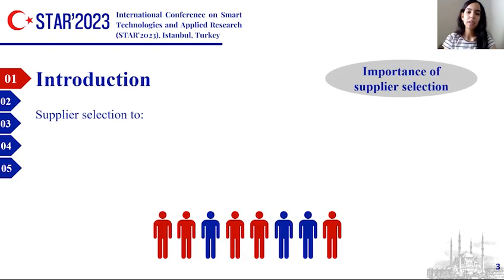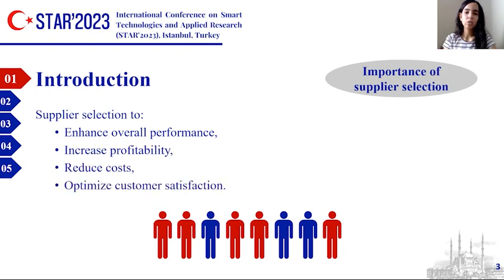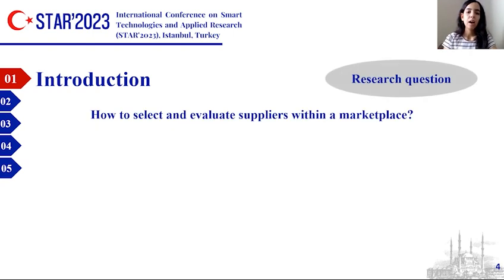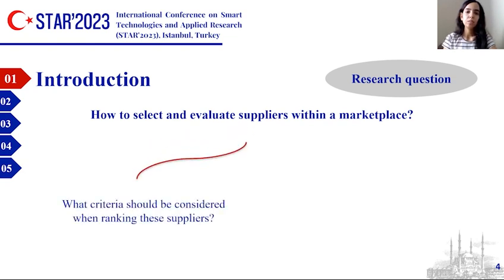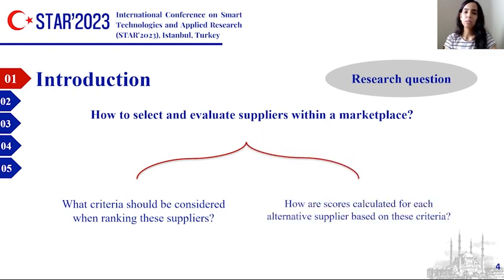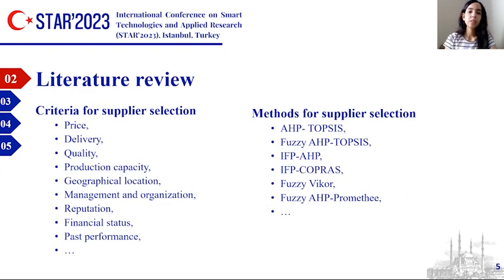So, supplier selection importance is reflected in the fact that it is an essential tool for marketplace management. And these elements lead to the choice of the following problem. How to select and evaluate suppliers within a marketplace. To be able to answer this question, I broke it down into 2 sub-questions. The first deals with the selection of criteria to use in the supplier selection process, and the second focuses on calculating scores for each supplier. So these are some criteria and methods used for supplier selection in previous studies.